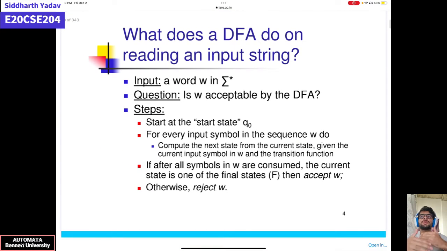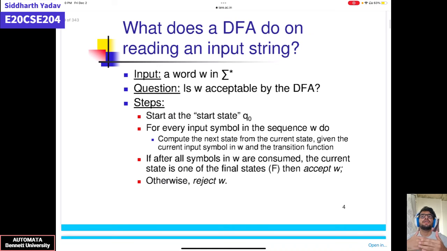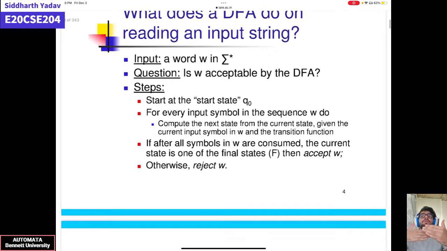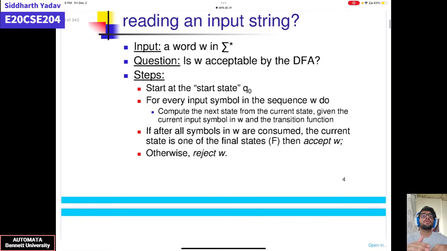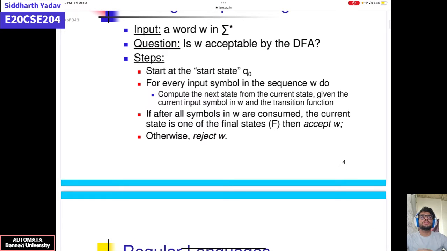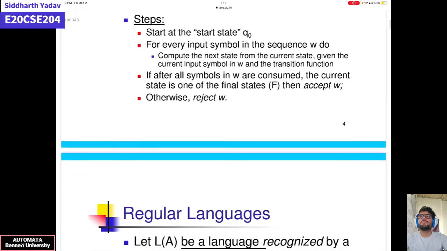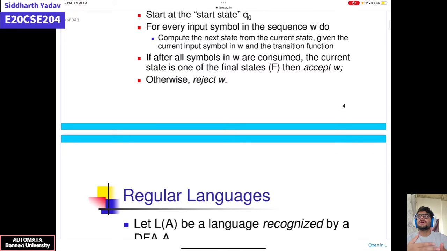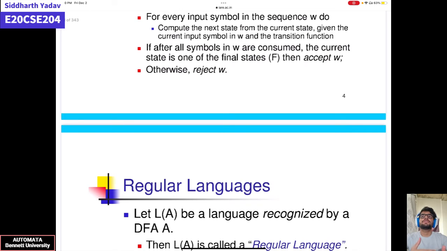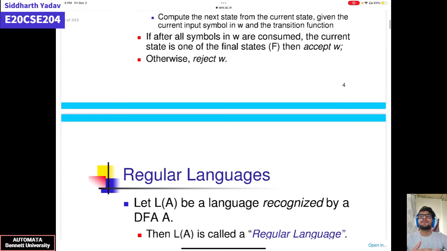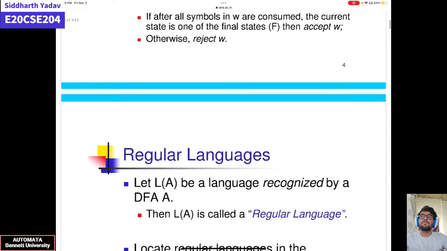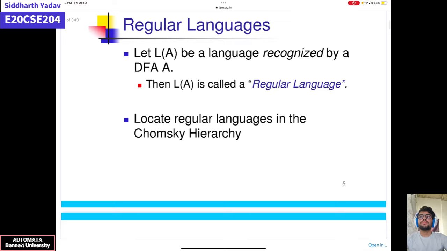What does a DFA do on reading an input string? Given an input word w, the question is: is w accepted by the DFA? Steps: start at the start state q0. For every input symbol in the sequence w, compute the next state from the current state, given the current input symbol in w and the transition function. If after all symbols in w are consumed the current state is one of the final states F, then accept w. Otherwise reject w.